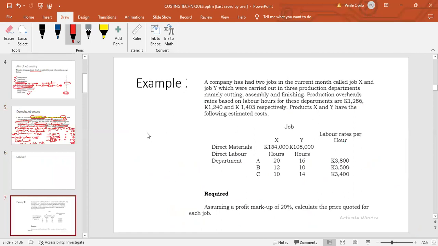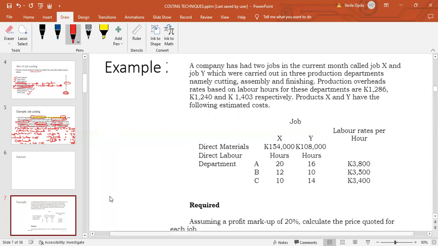So we have here another example that we can look at just to see again, if now the question is twisted a little bit, how can we be able again to compute the total job cost? So at the end of the day, we're saying that job costing is about accumulating the cost. So you want to know how much in total has the company incurred in order to produce this particular product. So we are told that a company has 2 jobs in the current month.